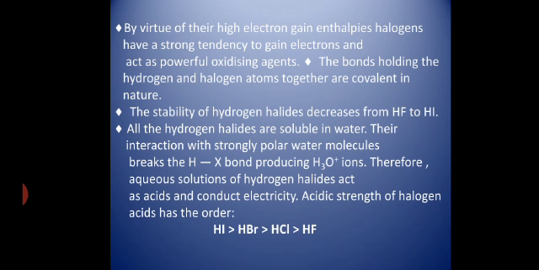Now, next, coming to the color. All halogens are colored. The color darkens on coming down the group. As we know, fluorine is pale yellow, chlorine is greenish yellow, bromine is reddish brown, and iodine is violet. Again I repeat, fluorine is pale yellow, chlorine is greenish yellow, bromine is reddish brown, and iodine is violet.